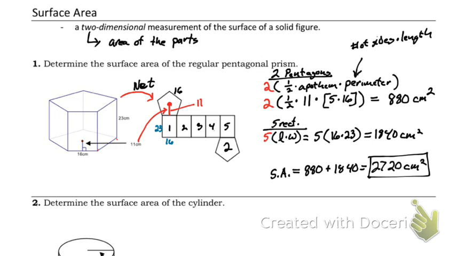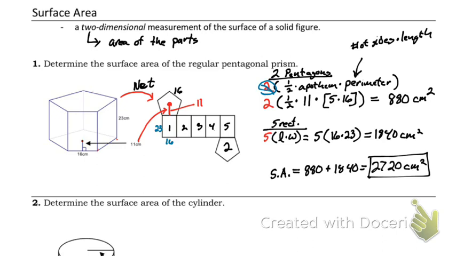So if we look here, I drew a picture of my pentagons. I drew a picture of my rectangles. I showed right here that I was finding the area of my 2 pentagons. I showed that I was finding the area of the 5 rectangles. That way, say I forgot this too, I would know, grading it, that you forgot that too.